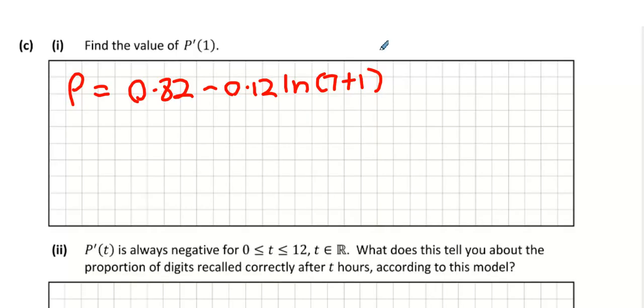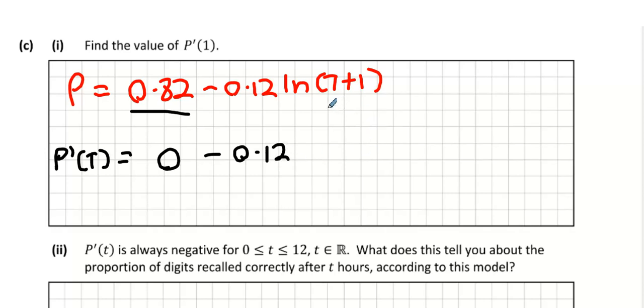Are you good? We're going to differentiate this now. You ready? So we're going to differentiate this. Now, the p to t means differentiate once. So you can say p dot t because it's in terms of t. What happens when we differentiate 0.82? Gone. The minus 0.12 stays where it is.